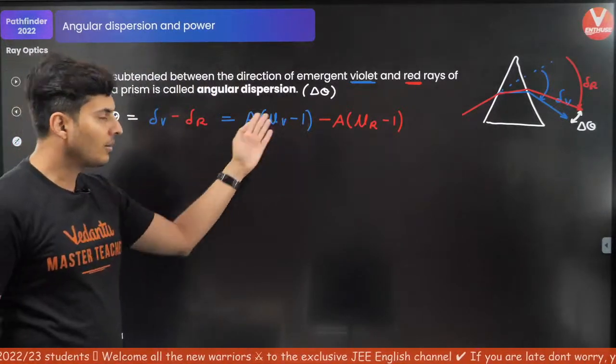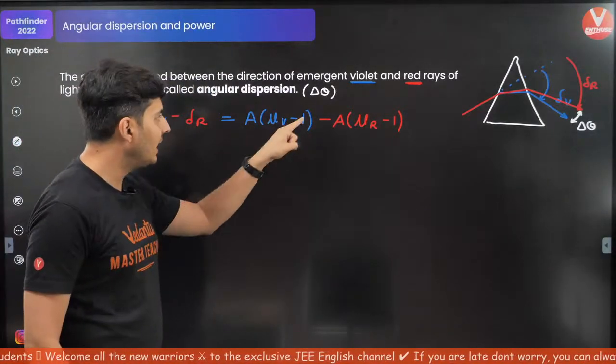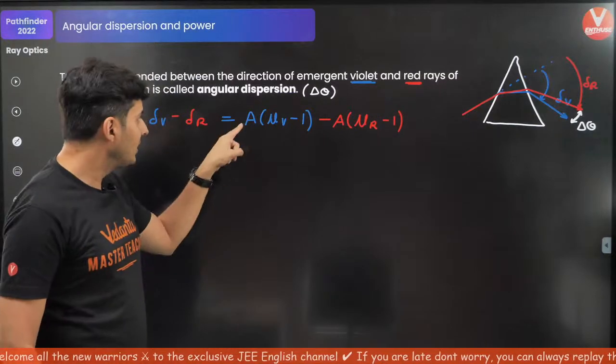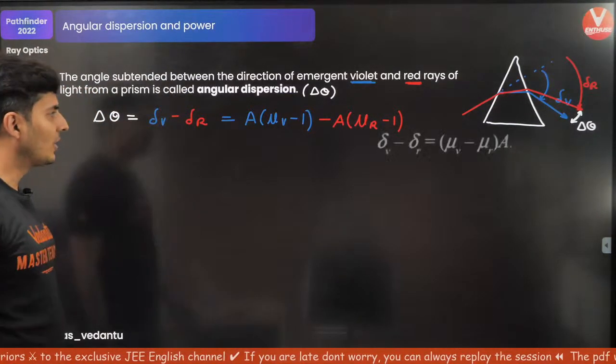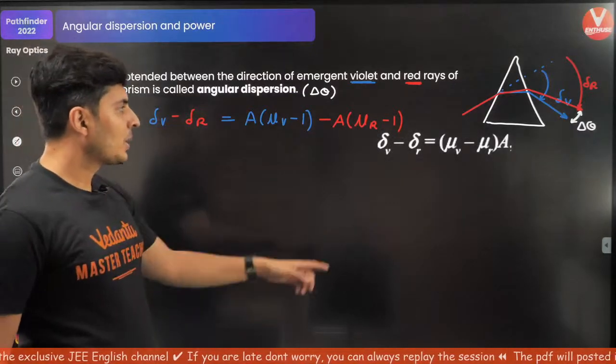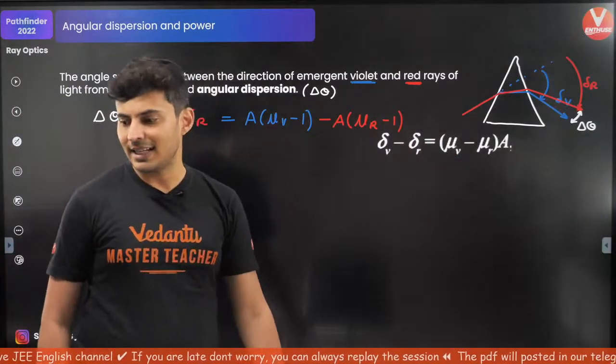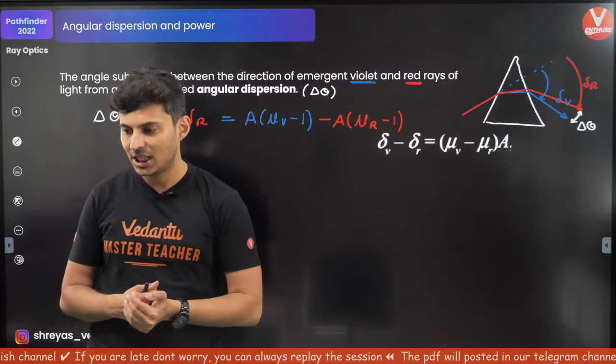Now, if you just operate on this, you are going to see A and A are going to get cancelled. So A into mu V, A into mu R. So what are you going to get? You're going to get A into mu V minus mu R. That's the formula that you're going to get.